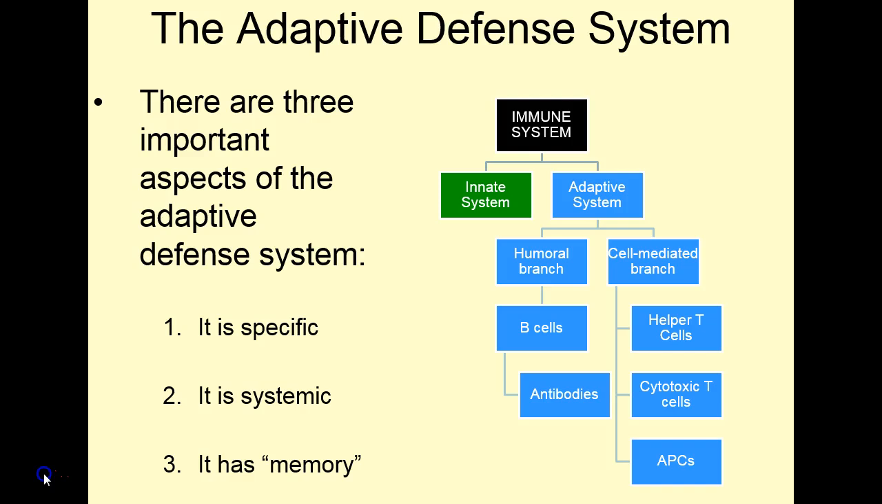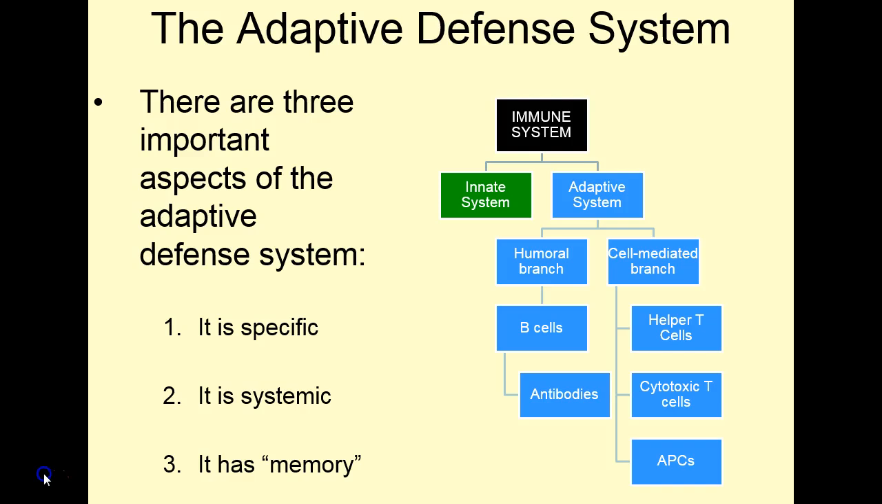Another way that it differs from the innate system is it is systemic. This means that when it becomes activated, cells throughout the entire body, the entire system, are activated. The whole body responds instead of just having the immune response restricted to a small area, like we see with inflammation, for example.